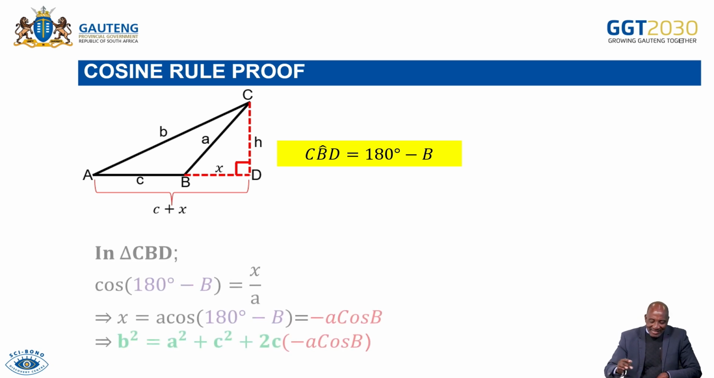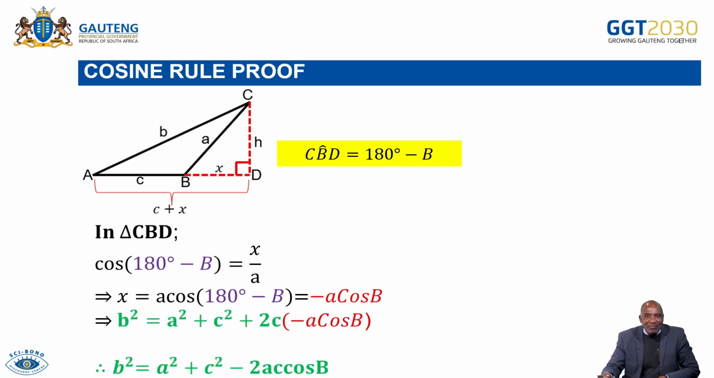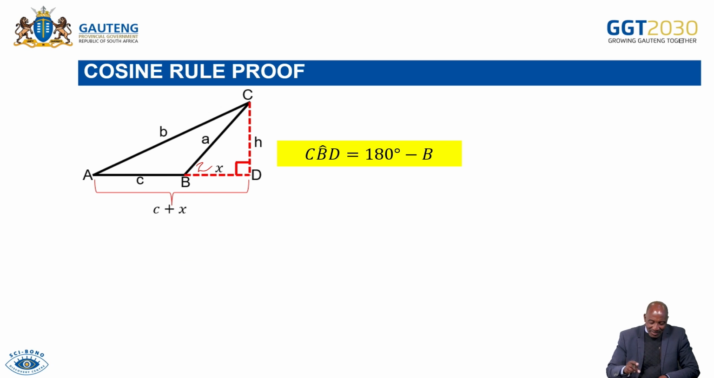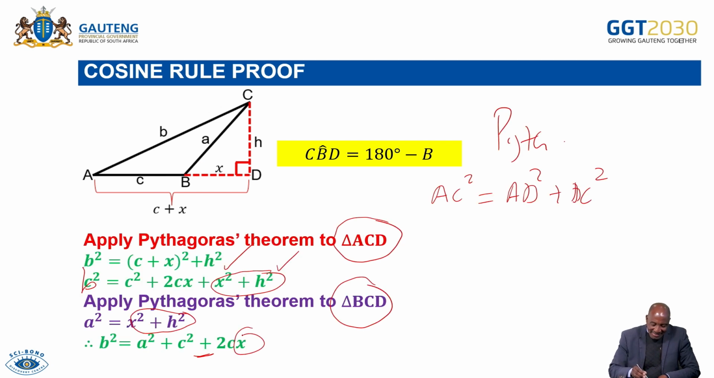We'll realize that in triangle CBD, our angle CBD is 180 minus B. Big B is the angle in the original. So subtracting that angle from a straight line will give us the angle, what I will call here B2. That's your B2 there. Right. In that triangle, we want to solve for x. Remember, we have to get rid of x in this equation. We have to get rid of this x here.